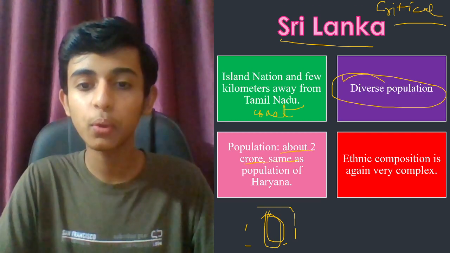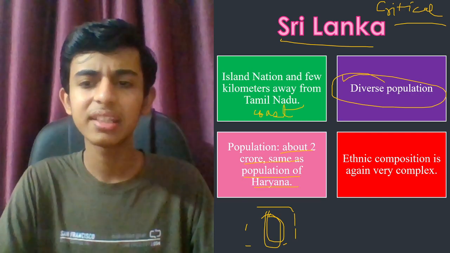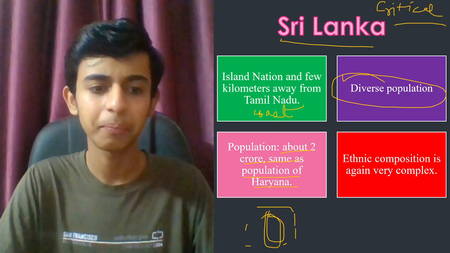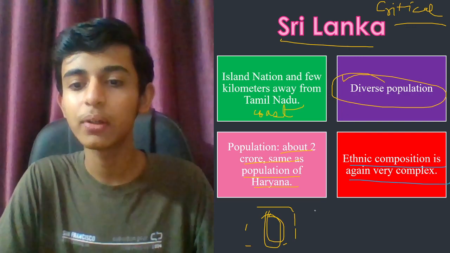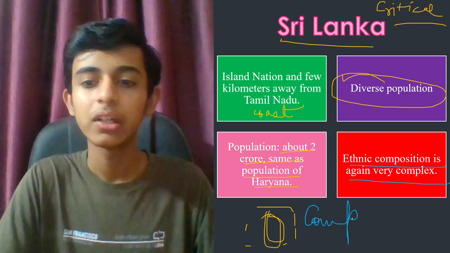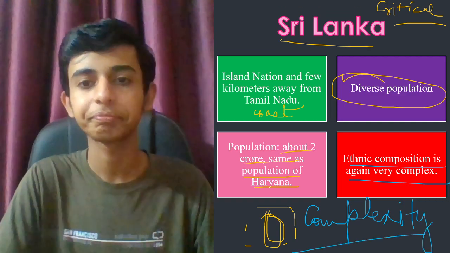Population is about 2 crores, same as the population of Haryana, so the size is also the same as Haryana. And the ethnic composition is again very complex. So here also we have complexities just like Belgium.